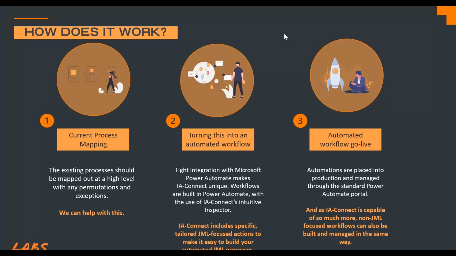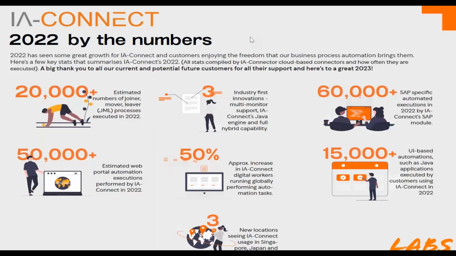Again, it's not just the joiners, movers, leavers we do, it's just a hot topic that comes up all the time. But other things that we do is we do a lot of automation, business process automation. Some of the stats for last year, we executed more than 60,000 SAP automations. We've done over 15,000 Java applications, 50,000 plus web applications. And again, we now operate, I think, in a total of 8 countries.